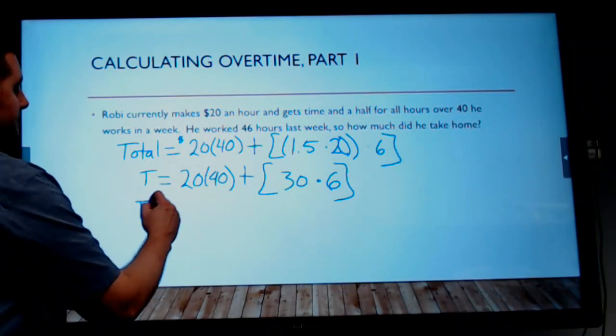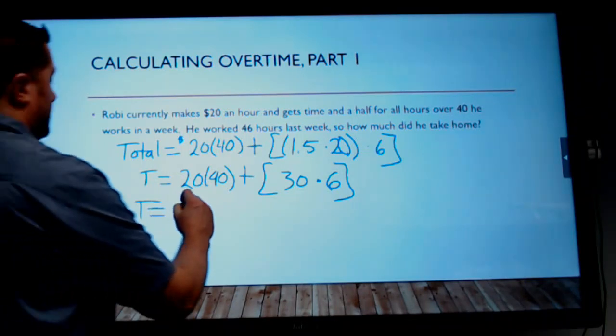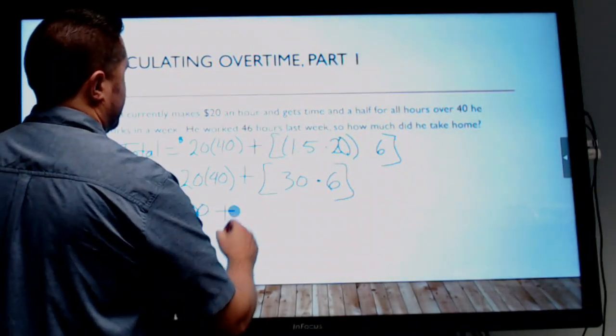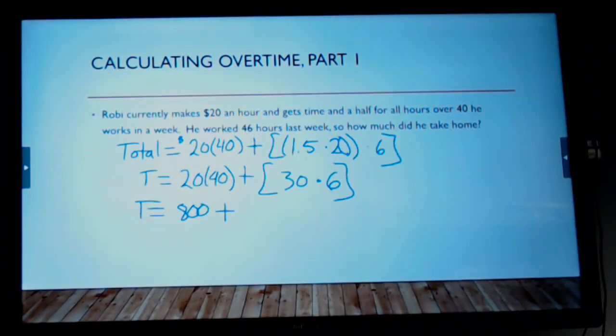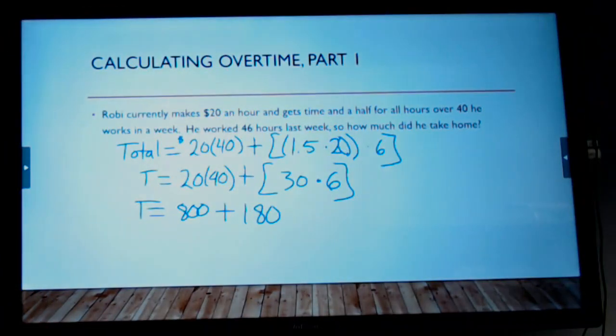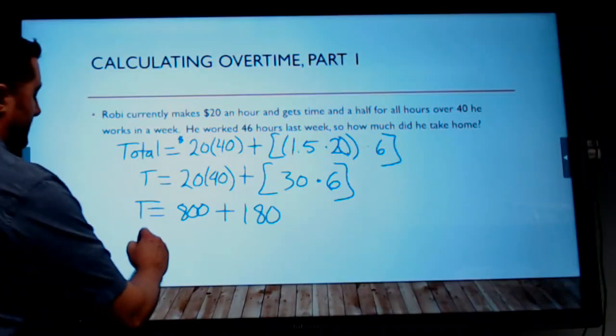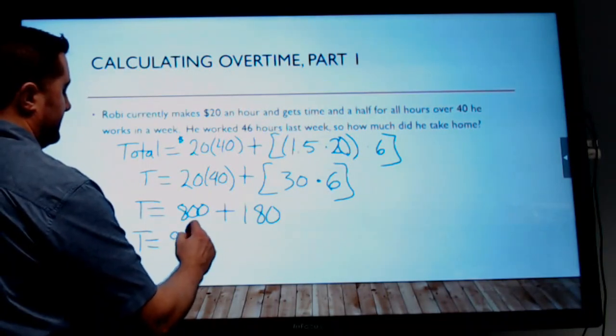So the total now is going to be equal to what's 20 times 40? 800. Good. And then what is 30 times 6? 180. Right. 180. I heard a 120 in there somewhere, and I just want to make sure that I wasn't hearing things. Okay, so the total of this, 800 and 180, that's going to be $980, right?